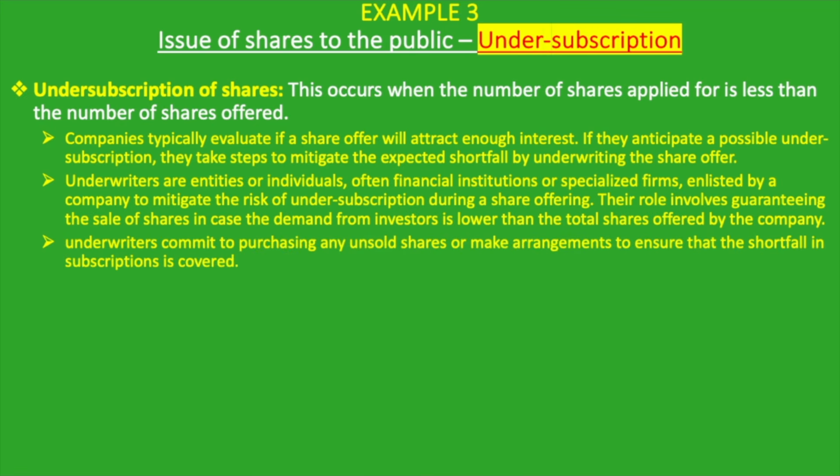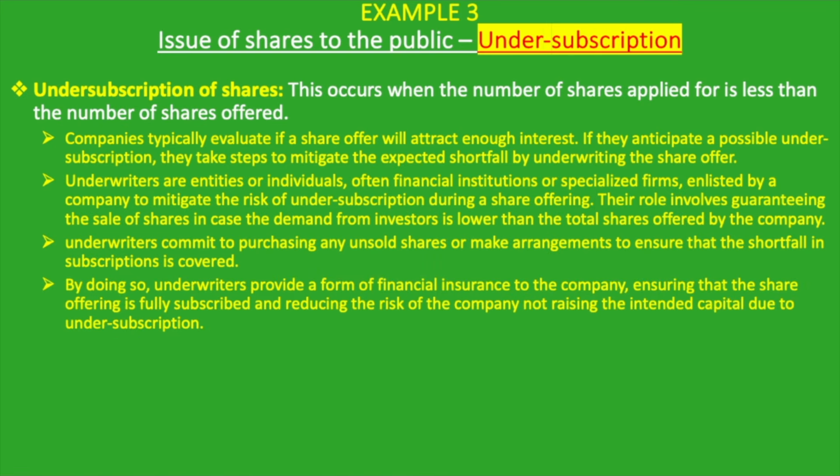Underwriters commit to purchasing any unsold shares or make arrangements to ensure that the shortfall in subscriptions is covered. And so the risk is moving from the company to the underwriters, because the underwriters will guarantee us that even if the shares are not all taken up by the public, either the underwriters will take up the shares themselves or will make arrangements to ensure that all the shares are finally issued. And that is why a company would contract an underwriter in this case.